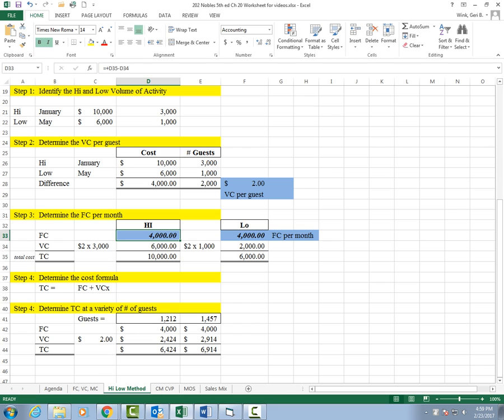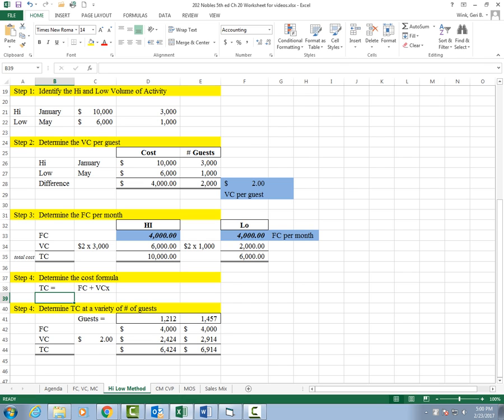Alright, let's see if we get the same thing in the low method to see if we're doing it right or not. So again, I plug in my total cost because it's $6,000. I know that I had 1,000 guests at $2 per guest, which is $2,000 for my variable cost. So total cost minus variable gives me a plug for my fixed. It's the same as the high. I guess I did it right.